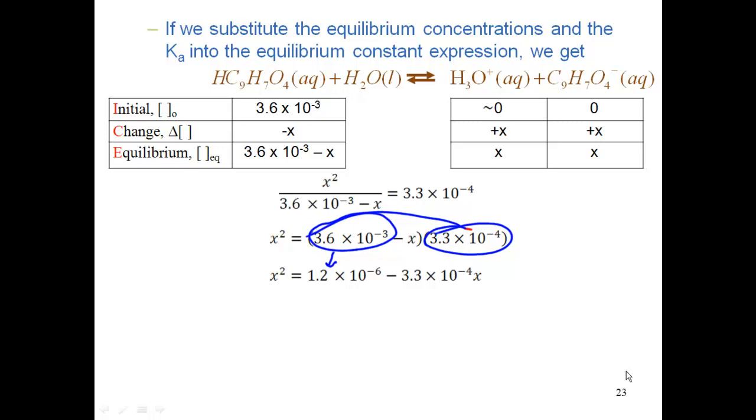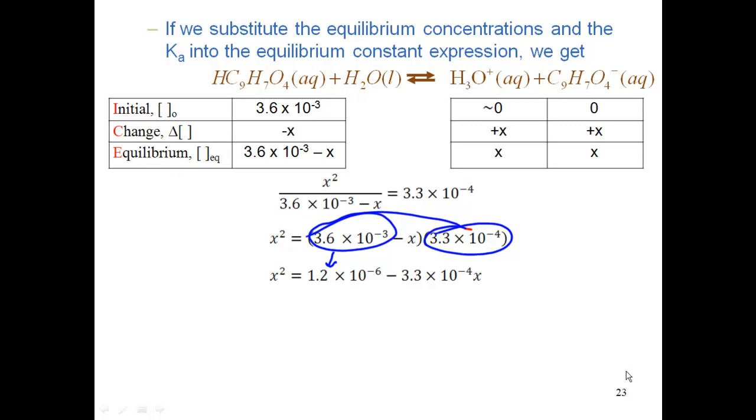Now I want to get everything to one side. I'm going to keep my x squared term positive. It just makes life easier. I could bring the x squared to the other side, but then I'd get a negative 1, which gets into places where I can make careless mistakes.